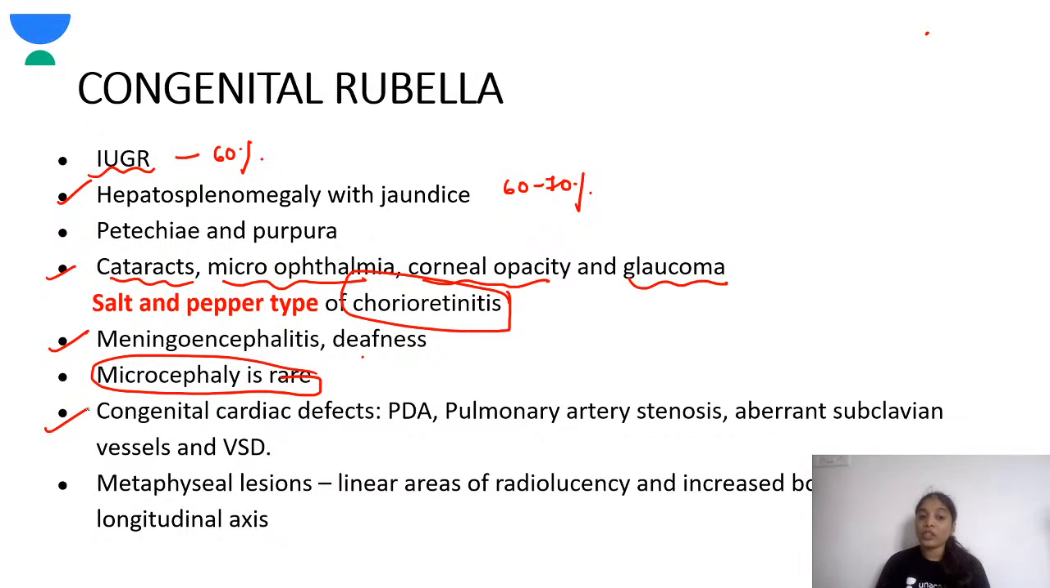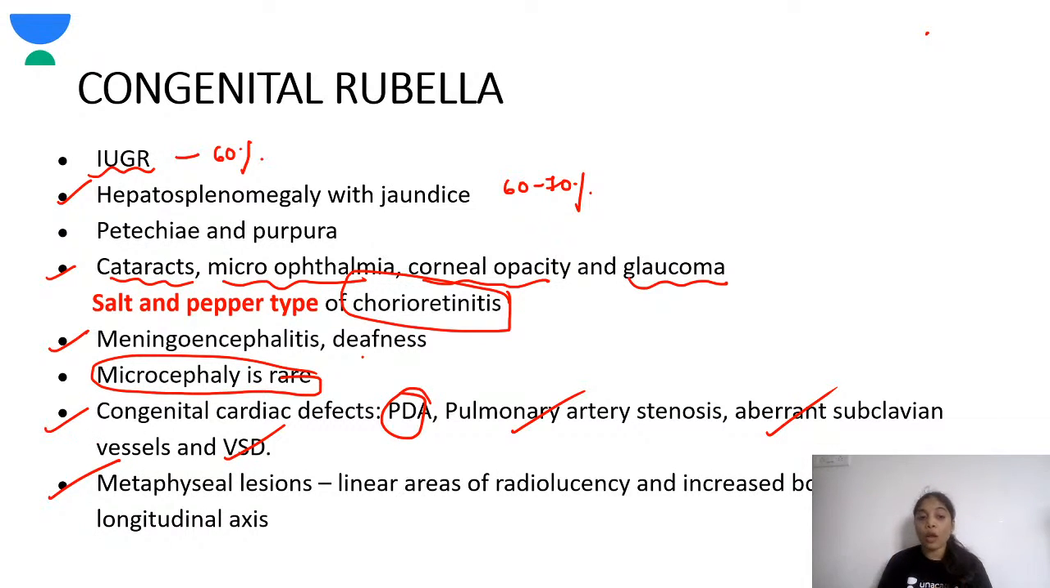So what are the congenital cardiac defects? Rubella children will have certain cardiac defects. The most common associated cardiac defect in rubella is PDA. Other than that, there could be pulmonary artery stenosis, aberrant subclavian vessels, or a VSD. And when you get a radiology of the limbs, there will be metaphyseal changes.